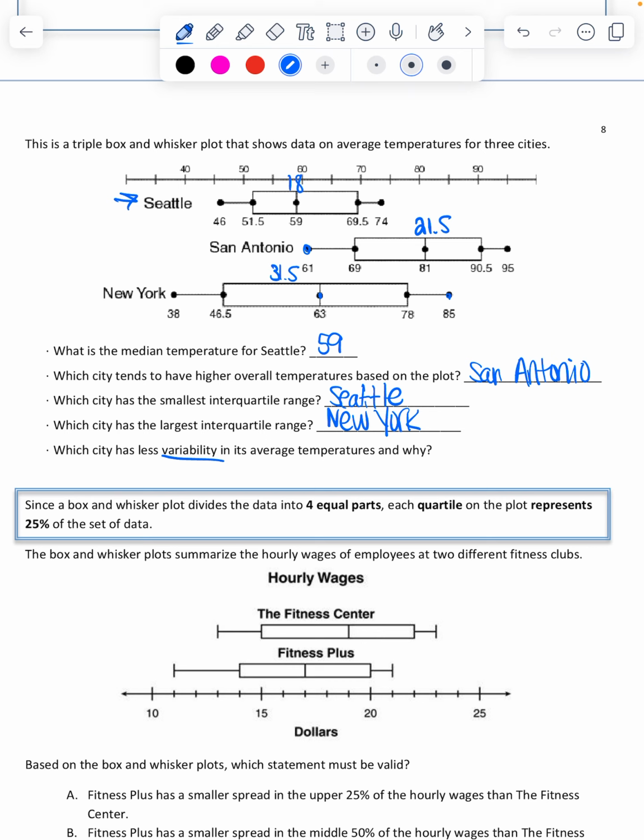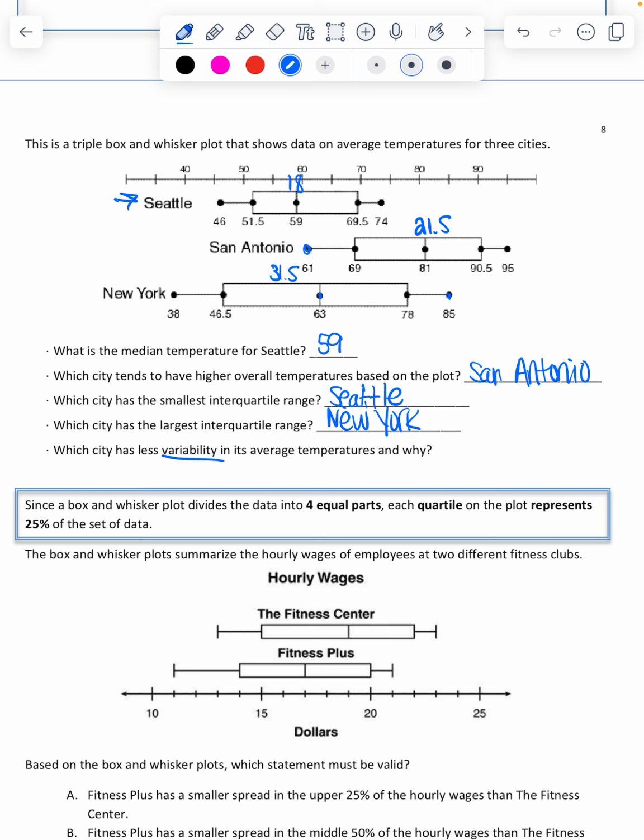And then this question here, which city has less variability in its average temperatures and why? Variability is a vocabulary word in math when we're looking at data displays, and variability really just represents, I know it's bad to use the word in the actual definition, but how a data set varies means how different are the numbers from each other.